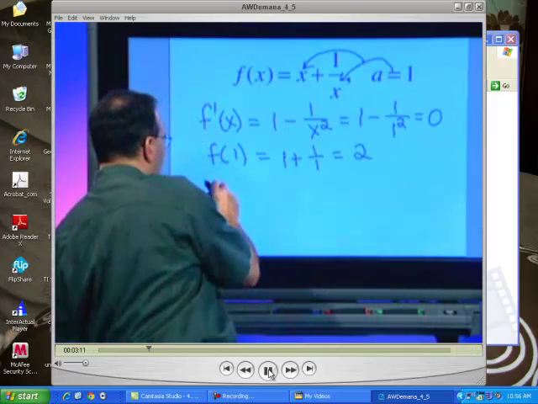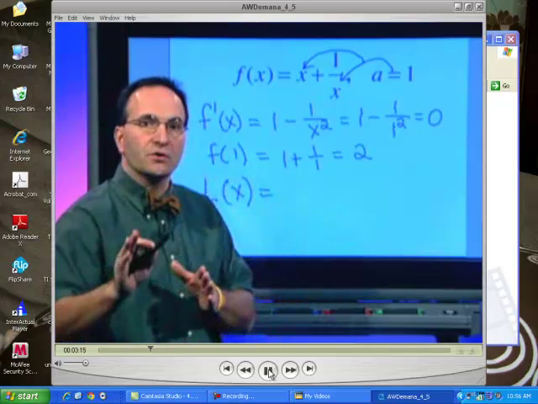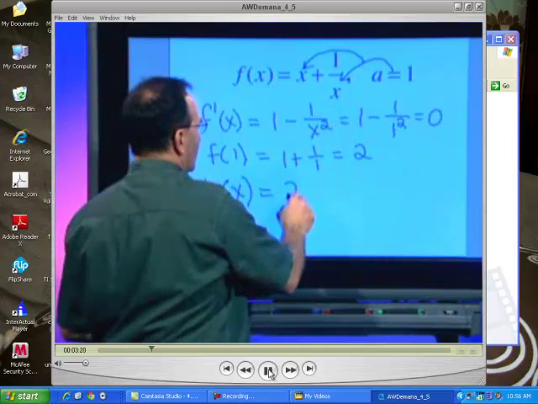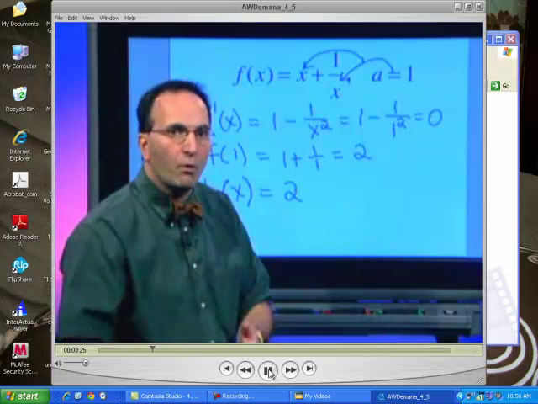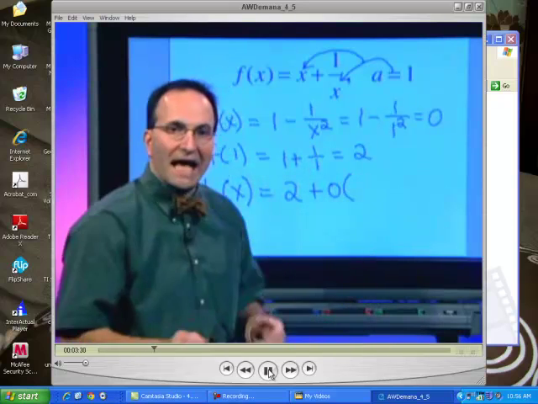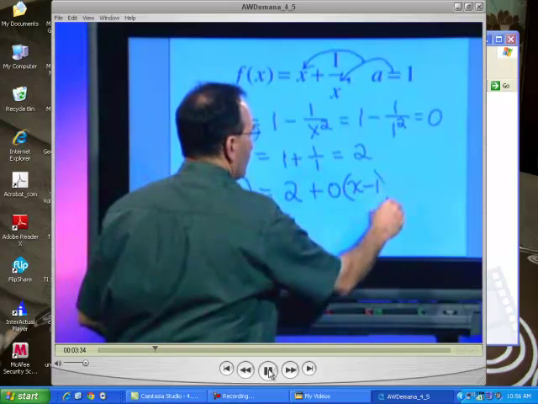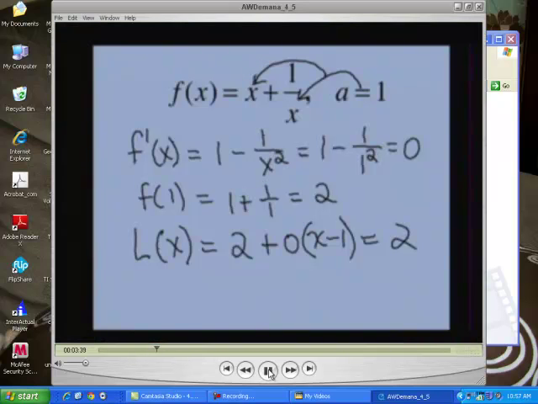So we have L of x is equal to f of a, which is f of 1, and we said that f of 1 was equal to 2. Then plus f prime of a, which is f prime of 1, which we said was equal to 0, times x minus a, which is x minus 1. And that, of course, is equal to 2. So our approximation, L of x, is equal to 2.